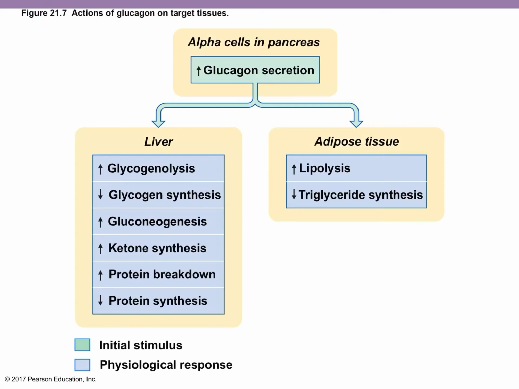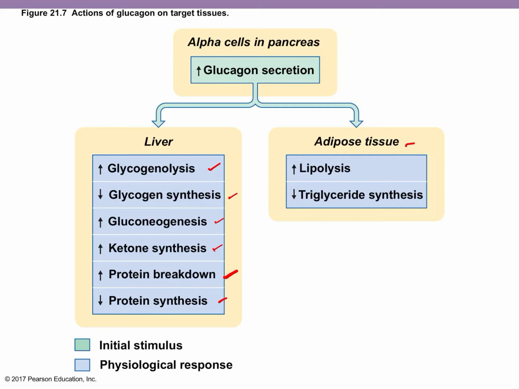So here's our flow chart. Alpha cells in the pancreas are going to secrete glucagon. In the liver, it's going to promote all of these processes that are going to put energy into the blood, right? So it's going to promote glycogenolysis, breakdown of glycogen. It's going to stop glycogen synthesis. It's going to promote gluconeogenesis to make more glucose from other molecules. It's going to promote ketone synthesis, because remember, ketones can also serve as an energy source to the central nervous system. It's going to promote peptide breakdown, protein breakdown, and it's going to inhibit protein synthesis, right? So basically, we're just breaking down all of our energy stores.